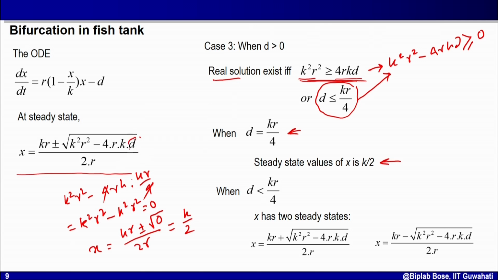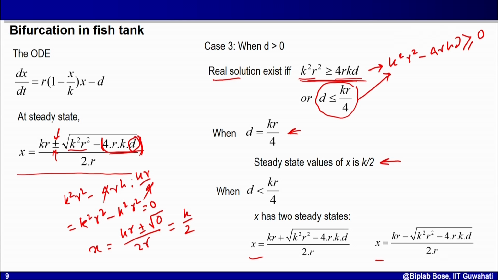what will happen? As I replace the value of d with a value which is less than kr by 4, this whole thing in this bracket will be less than k square r square. So that means I will have these two solutions. x equal to kr plus, I have taken the plus sign from here, square root of k square r square minus 4r kd by 2r, and then another solution with this negative sign, kr minus square root of k square r square minus 4r kd by 2r.